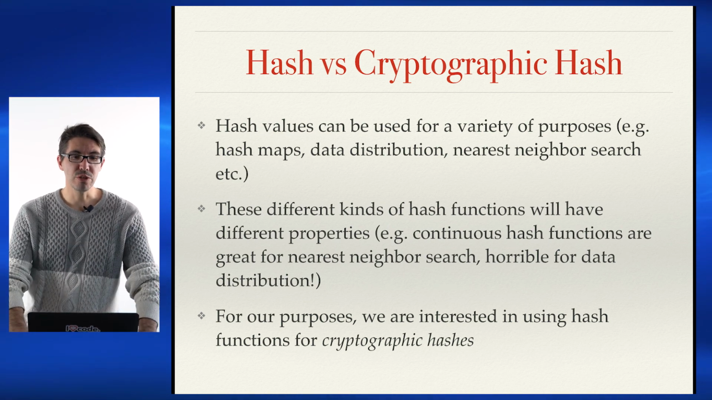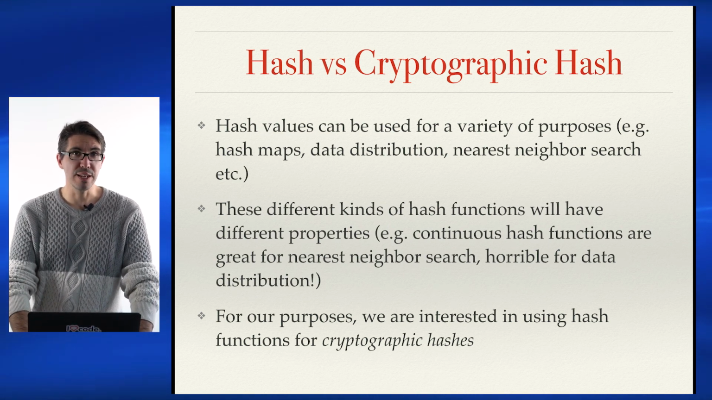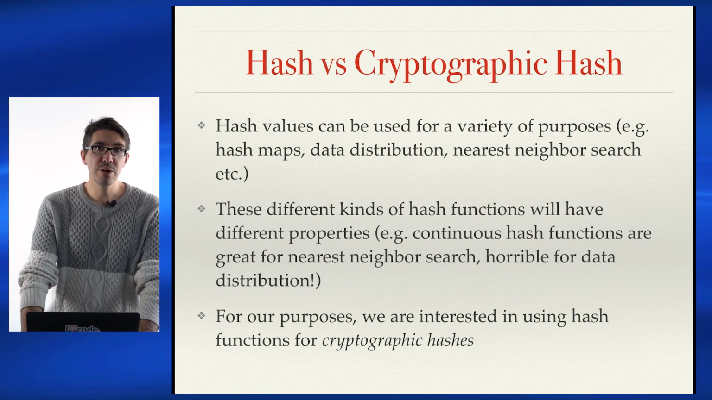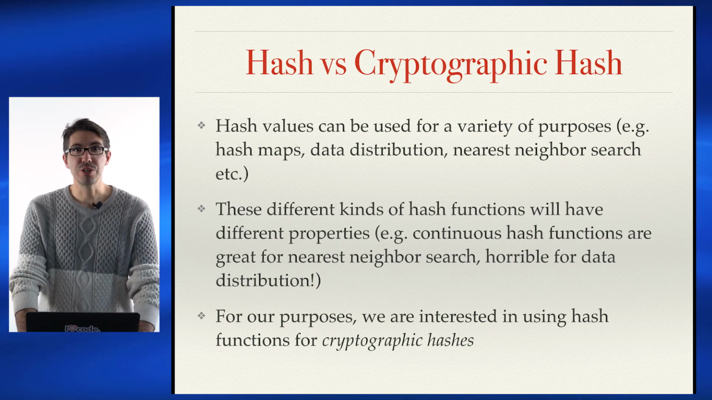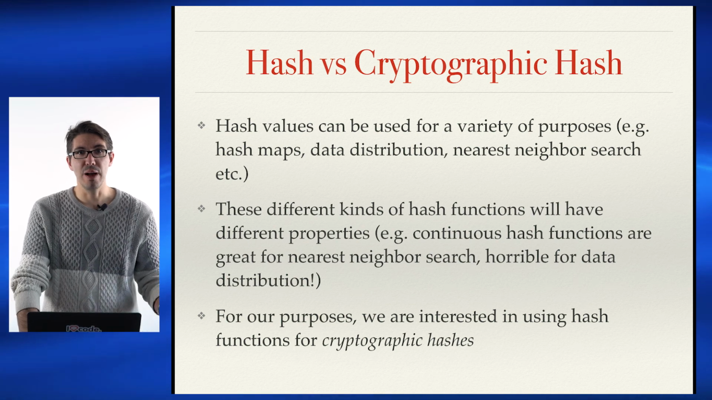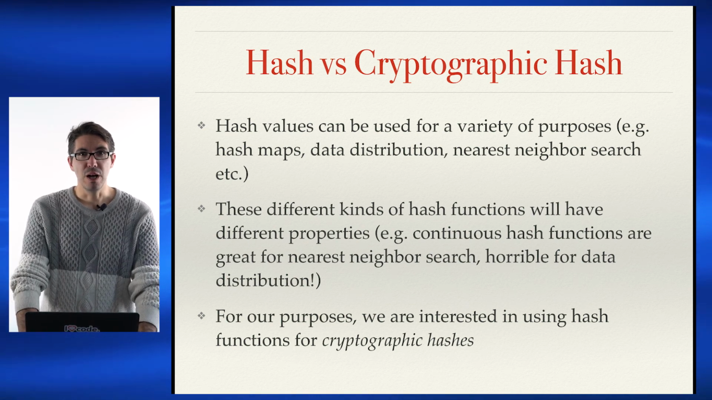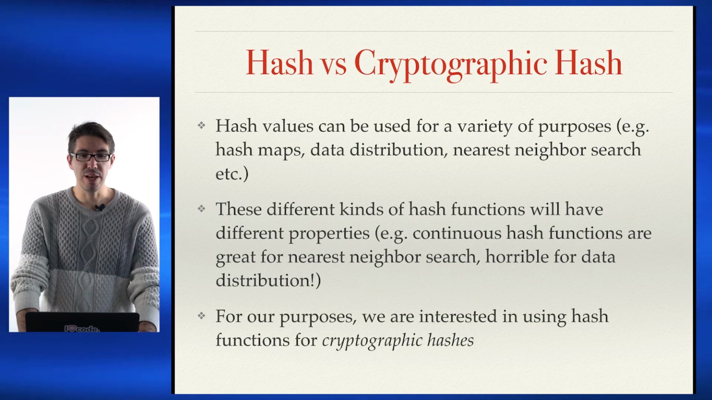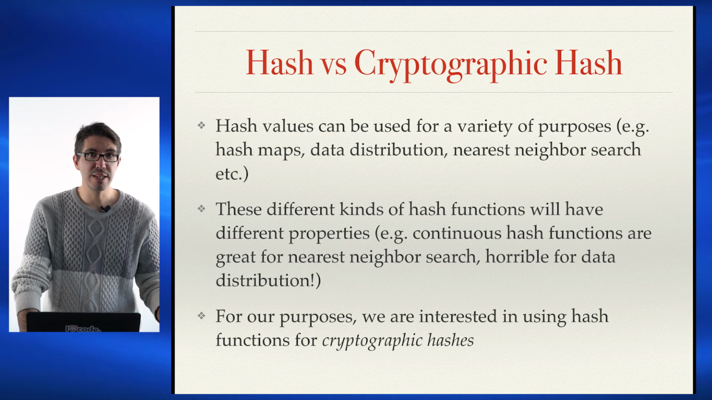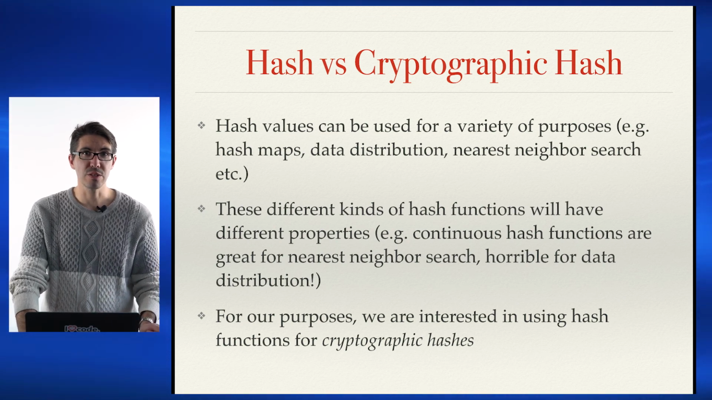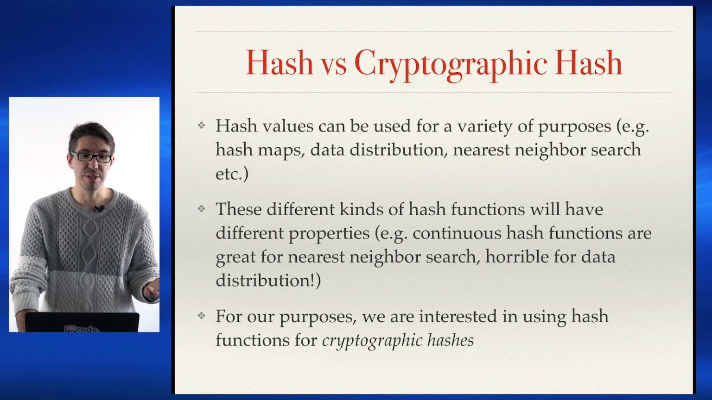Hash values are used for a lot of different things in computer science. You've probably heard of the data structure, a hash map, which determines where to place some data in memory based on the hash of that data. Nearest neighbor search: we're distributing data in a ring or on a cluster. Where should we put this data? Where should this data be stored? There are a lot of different hash functions out there, all of which have different properties and things that they're useful for or not useful for.